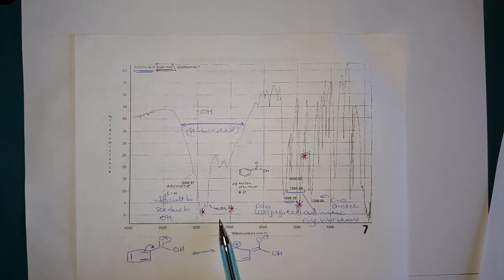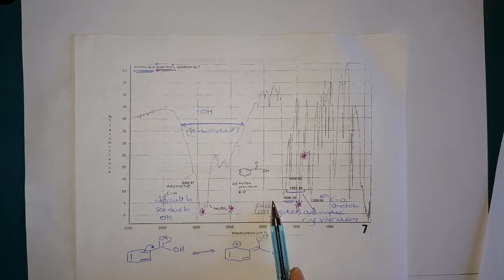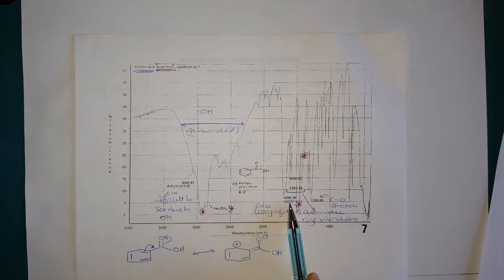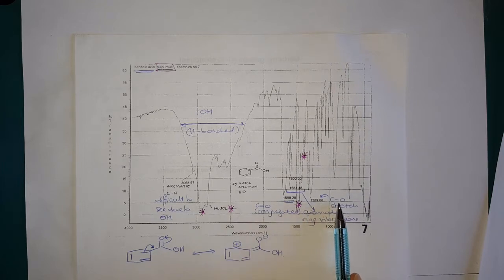And if we look further down the spectrum, we've got a conjugated carbonyl group. I've drawn the resonance form down here. So slightly lower wave number than for a normal carbonyl because it's conjugated. And then around 1600 wave numbers, we have these aromatic ring vibrations corresponding to carbon-carbon double bond stretching. And around 1300 wave numbers, we've got the peak that corresponds to our carbon-oxygen stretch.